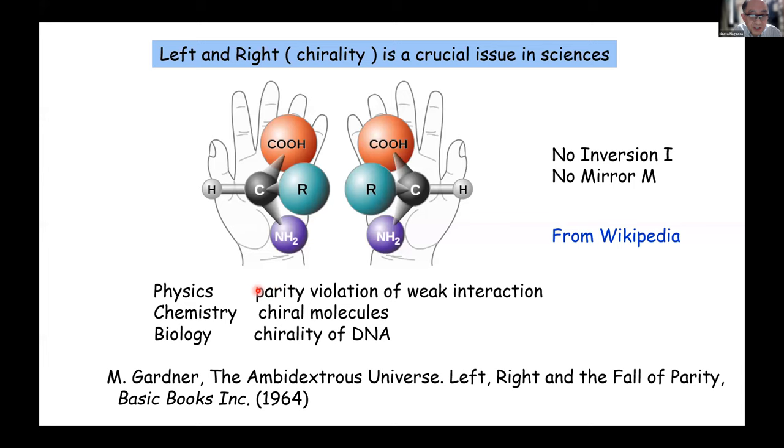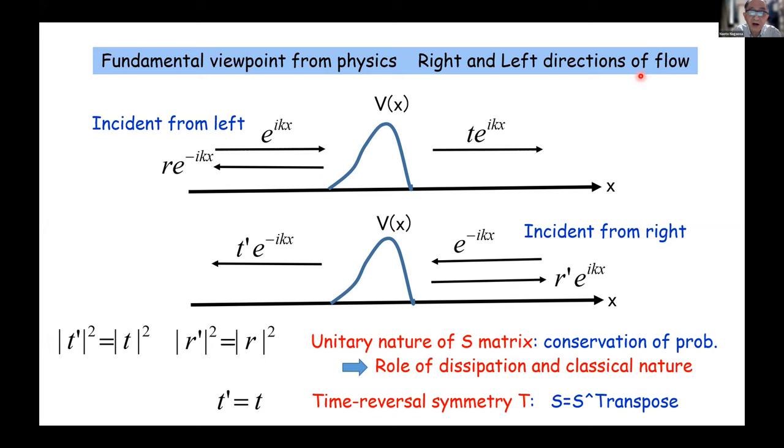This chirality problem is quite ubiquitous. In physics, you have the so-called parity violation of the weak interaction. In chemistry, you have chiral molecules. In biology, you have the chirality of DNA. Here is a very interesting book by Martin Gardner talking about this left and right. But we are interested in the physics, especially in the flow of particles. So in that case, a new symmetry is relevant, namely the time reversal symmetry.